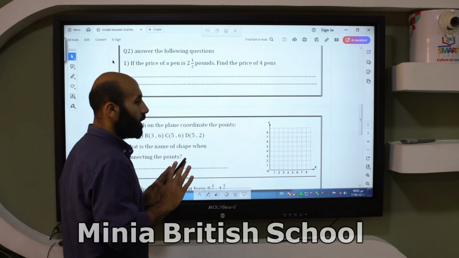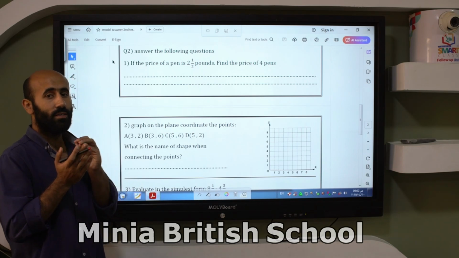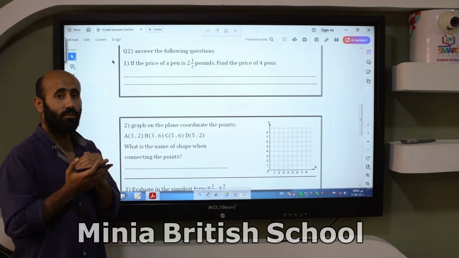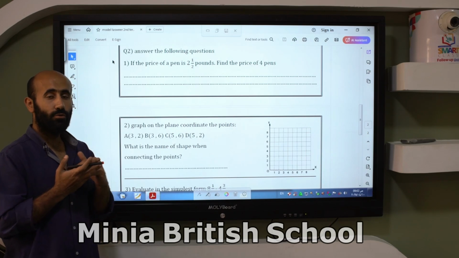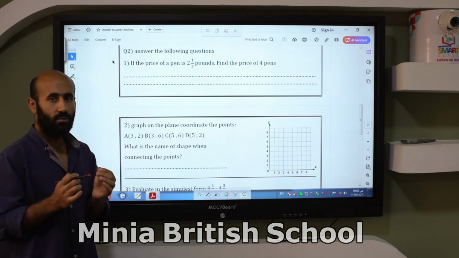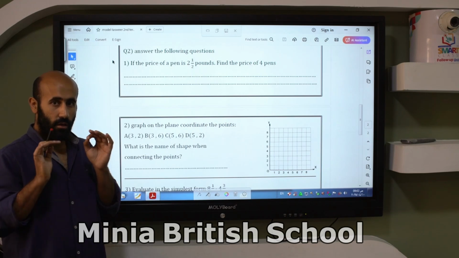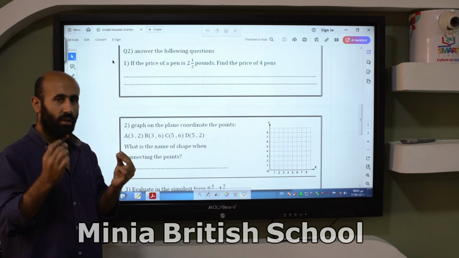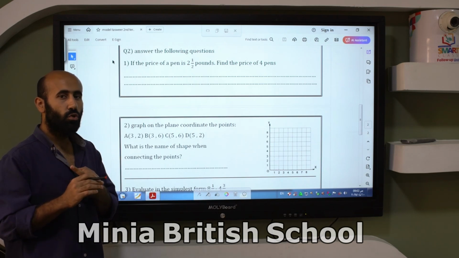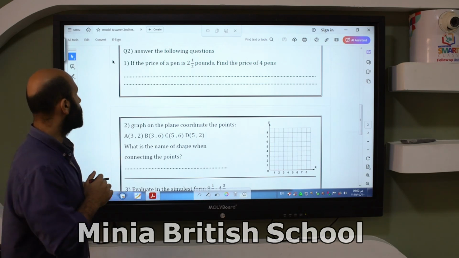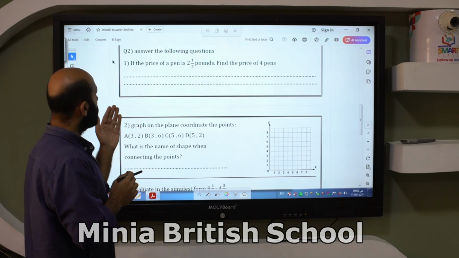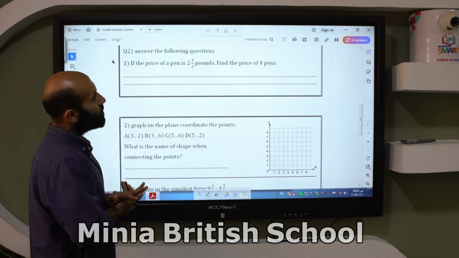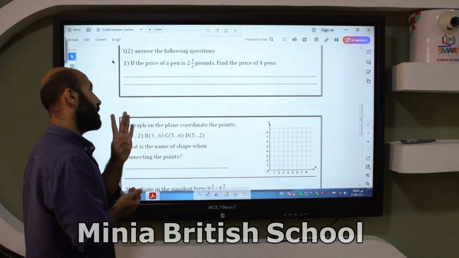Okay. In the case of an essay question, please read the question carefully, think about it, and then answer. Don't rush. Think and read. Think and solve. That's it. If the price of a pen is £2.50, find the price of 4 pens.